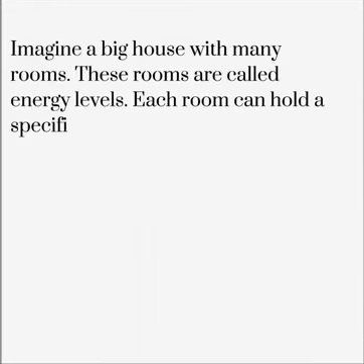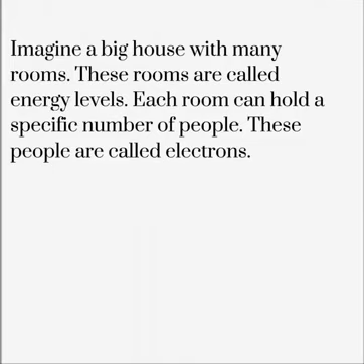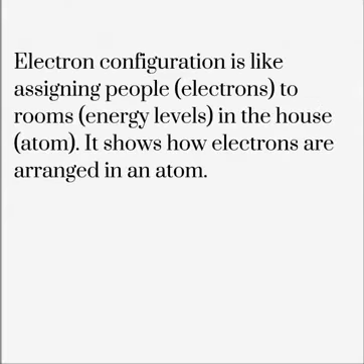Imagine a big house with many rooms. These rooms are called energy levels. Each room can hold a specific number of people. These people are called electrons. Electron configuration is like assigning people, electrons, to rooms, energy levels, in the house, the atom. It shows how electrons are arranged in an atom.